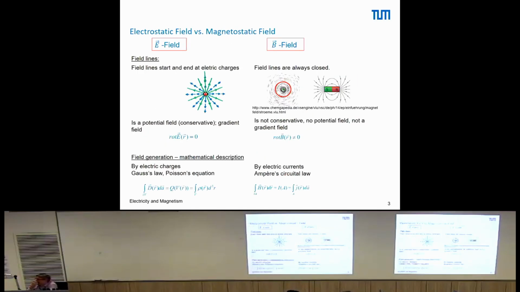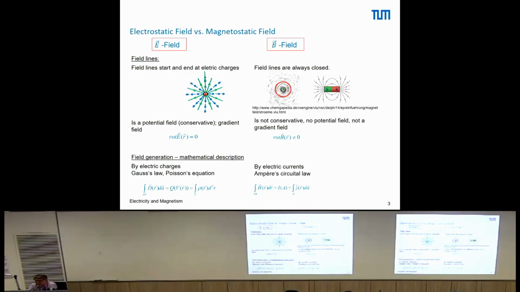You see here a comparison of the field lines. So field lines start and end at electric charges for the electrostatic field. And also you have a conservative field. That means if you are integrating the field along some closed loop path, then it is always vanishing. That implies also that the rotation or the curl of your electric field is vanishing.